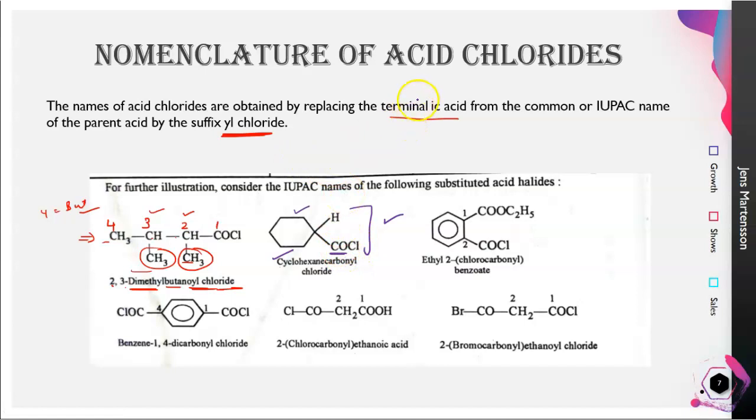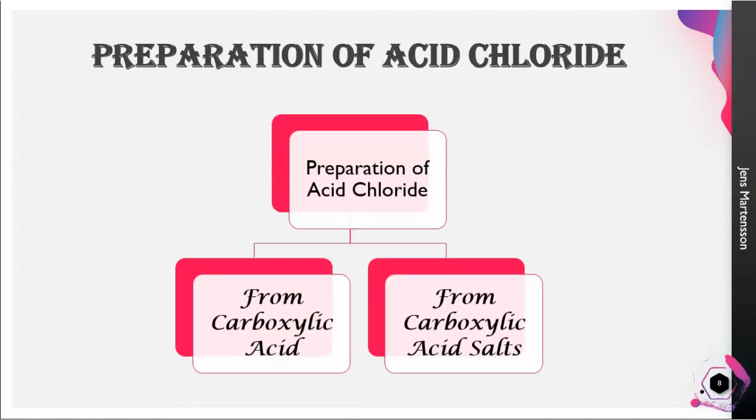This is the basic rule that I've already told you. Terminal "ic acid" should be replaced with the suffix "yl chloride". Everywhere you can see that is how they have done. So that is the basic nomenclature of your acid chloride. Quite easy, right? So proceeding further to the preparation of acid chloride.